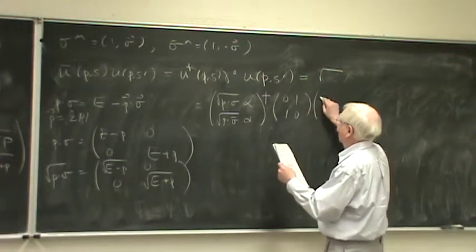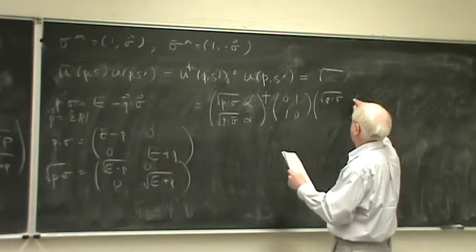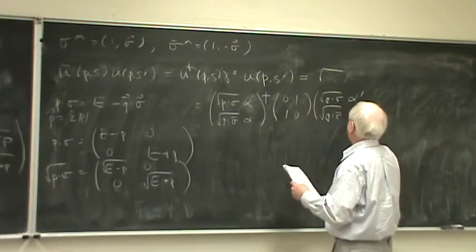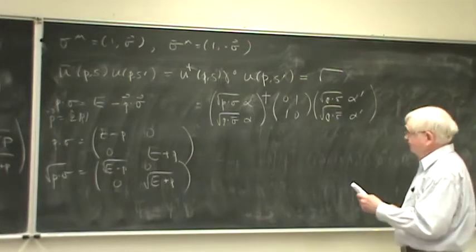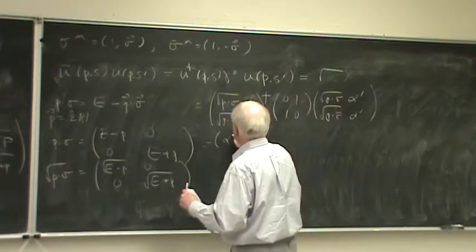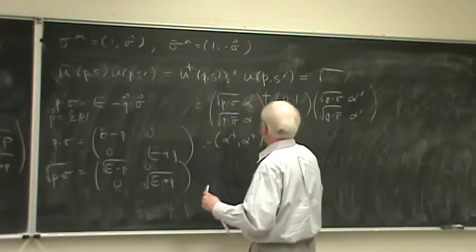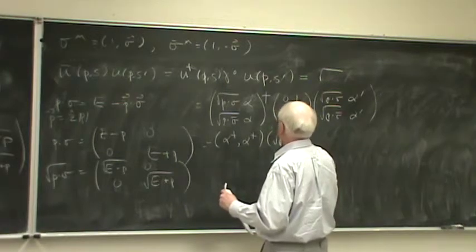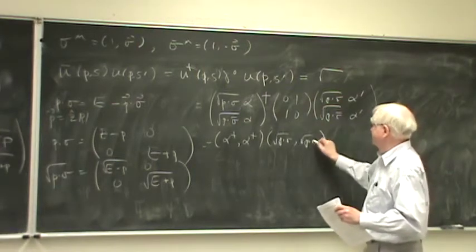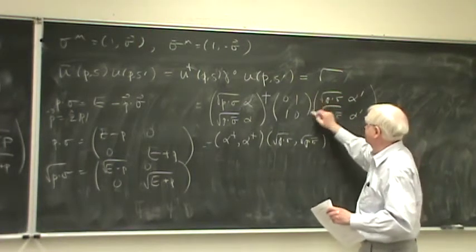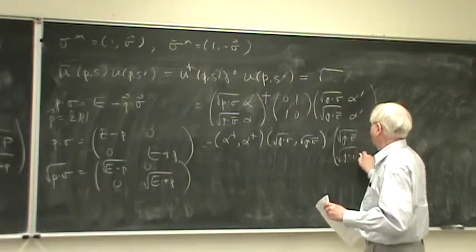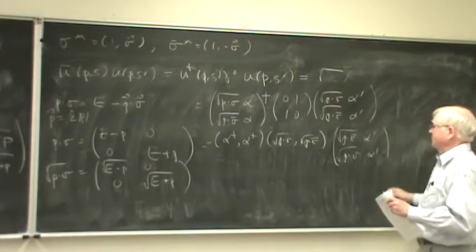gamma 0, and then the square root of P dot sigma. And now this is an alpha prime for a different spin, P dot sigma bar alpha prime. And so what is this? Well, this is effectively alpha dagger, and then the square root of P dot sigma, square root of P dot sigma, and then this C dot sigma bar, I should say, and now the gamma 0 inverts them, and so we have the square root of P dot sigma bar, the square root of P dot sigma, and then alpha prime.